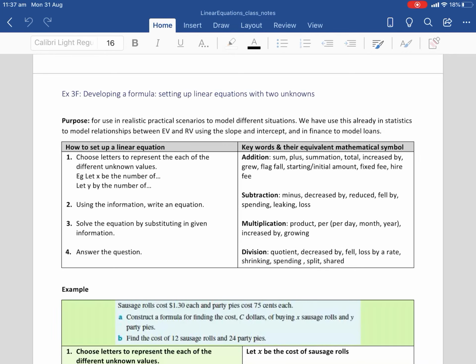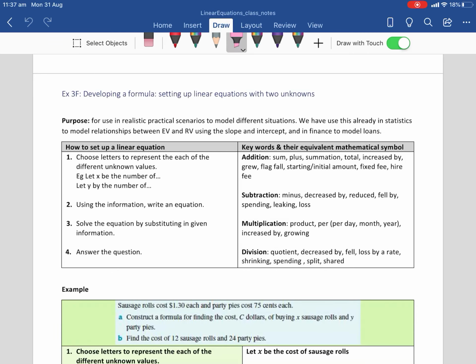Alrighty, so today we're looking at exercise 3F, which is developing a formula, setting up linear equations with two unknowns. So again, we're looking at linear equations, which means that none of our variables are to the power of 2 or 3 or anything else. They don't have any powers. And two unknowns, so you're going to have two variables. So it might be x and y, it could be a and b. It just depends what letters you're using to represent the numbers that you don't know.